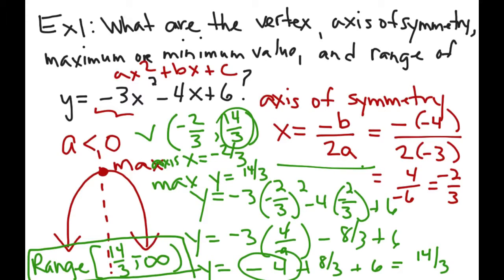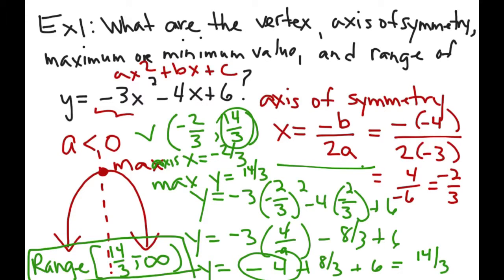That means that the maximum was at 14/3, and all the rest of the graph is below that. So the range, which refers to the y values of the graph, started at 14/3, which we used a bracket for, but goes downward forever. So we said that goes towards negative infinity, and we use a parenthesis.